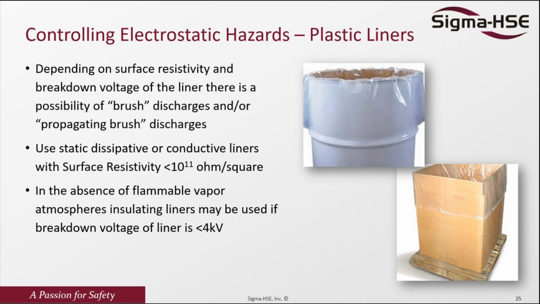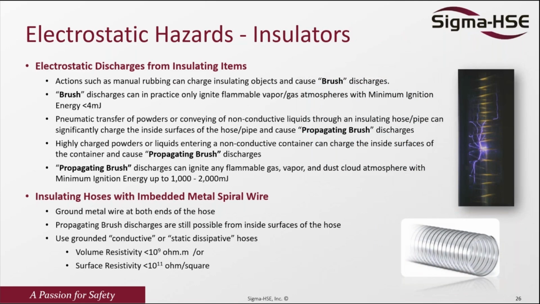If you are handling flammable material, this material needs to be static dissipative. For example, in case you are handling a material in a non-flammable atmosphere, such as a solvent, then you can do a breakdown voltage test where you can use a field meter to determine the breakdown voltage. And if it is below 4 kilovolts, then it's sufficient. But always you need to ensure that these materials are static dissipative and must be bonded and grounded. And this is a typical example of it here.